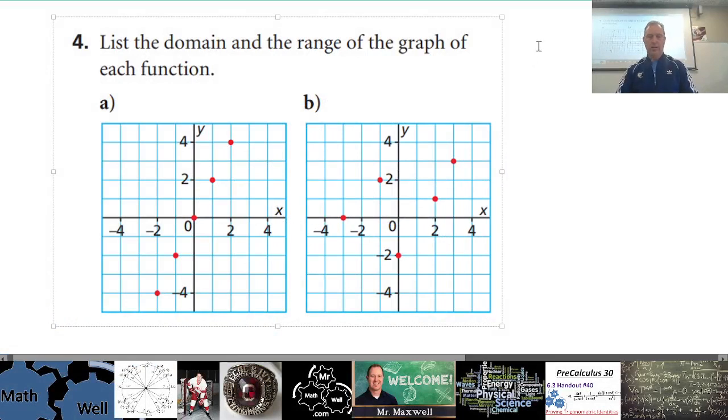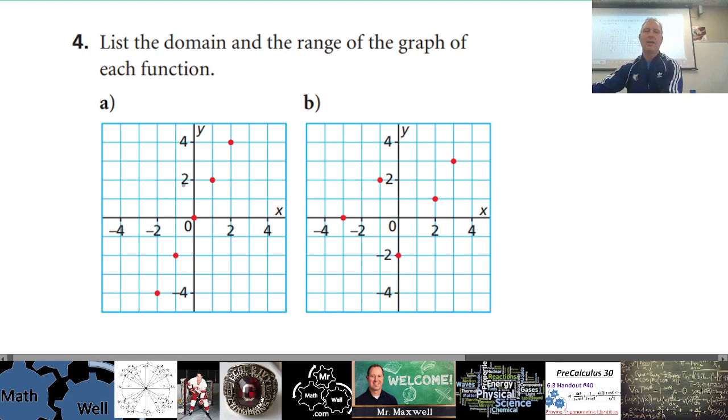Right, so this is homework from 5.5. So number 4, I think many of you are done with number 4 already, but let's just make sure that we're all on the same page on this one. List the domain and range of the graph of each function. These graphs have individual points, not solid lines, so we're going to be listing all of the numbers, okay?